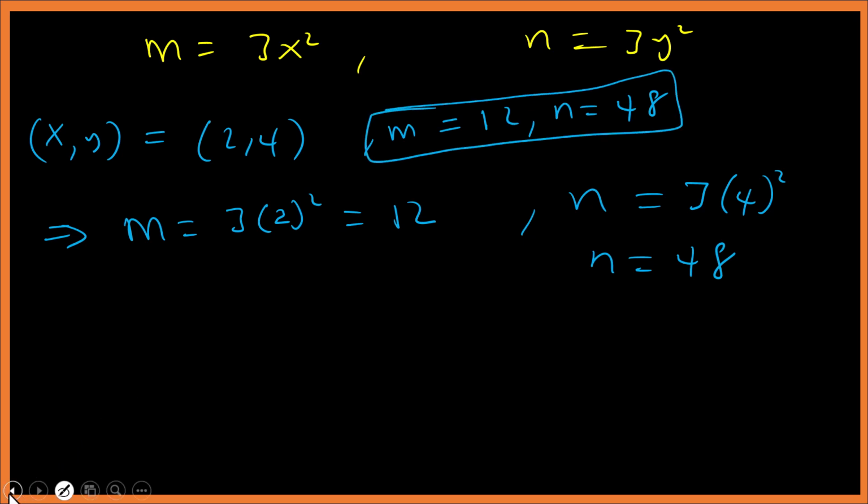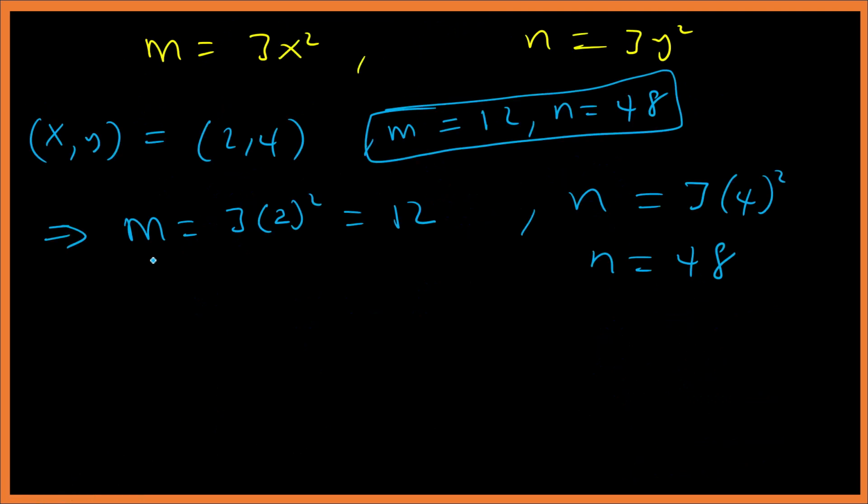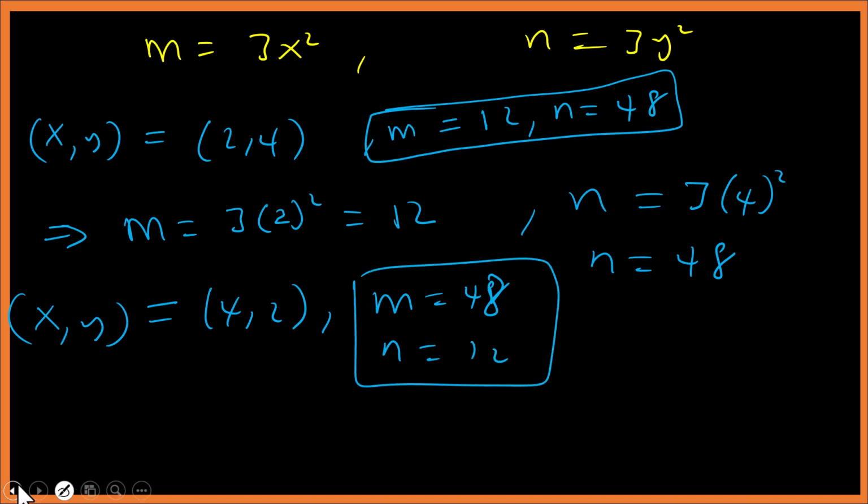Now remember that addition is commutative here. So if this side is 2 4 and we have 4 2, it means the answers also change. So from here, if it is 4 2, it will affect this one. So my m will be 48 and my n will be 12. So we are done with the first two.